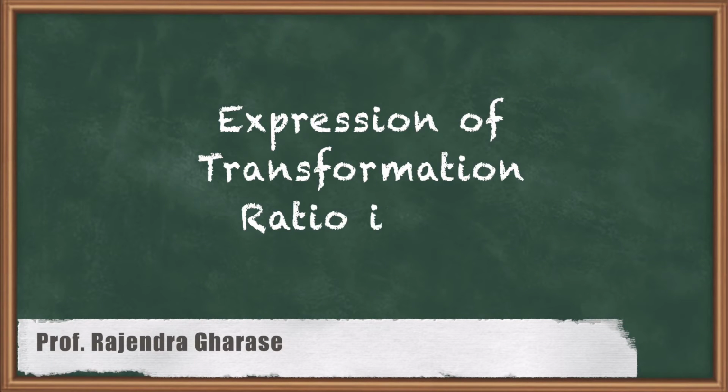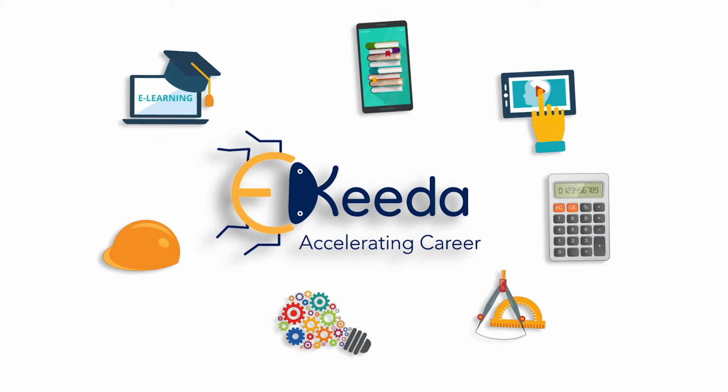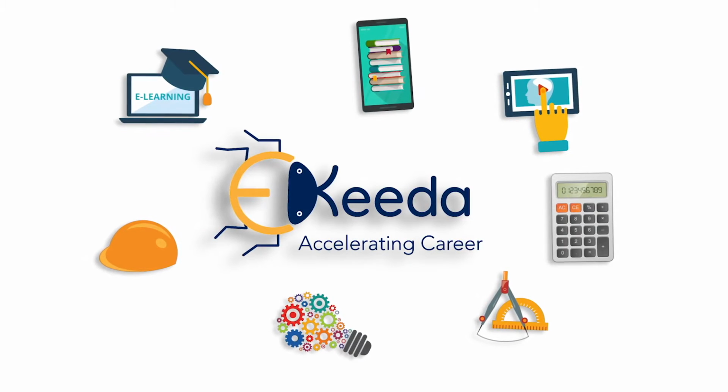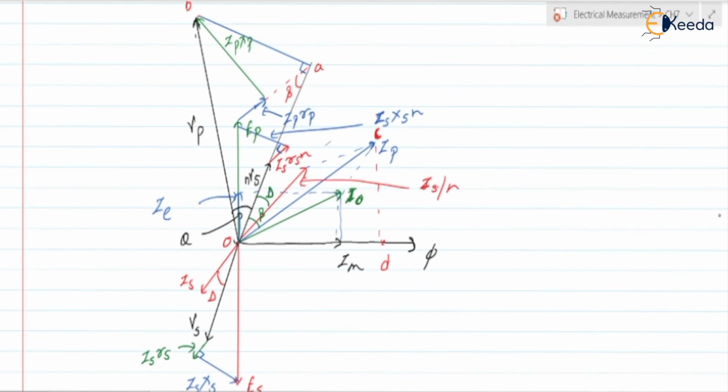Hello friends, in this video we are going to discuss the expression of transformation ratio in potential transformer. So transformation ratio means the actual transformation ratio. For that, let us consider the phasor diagram as shown here.